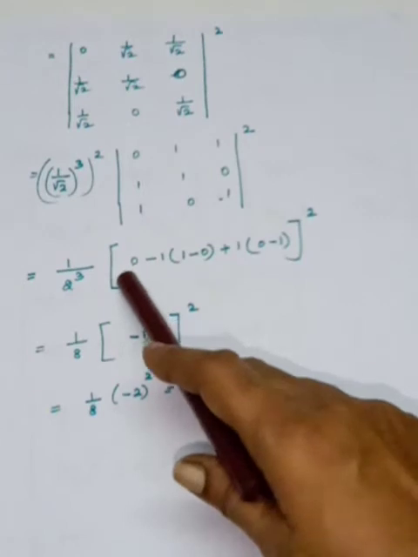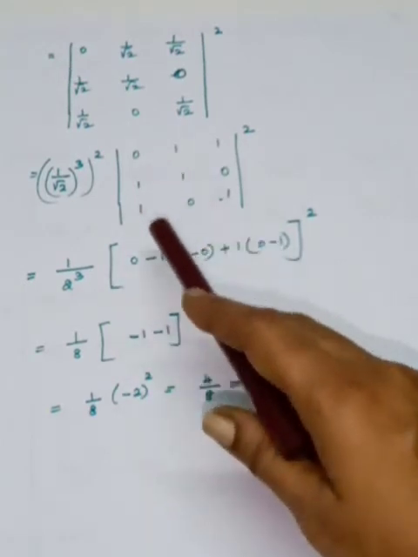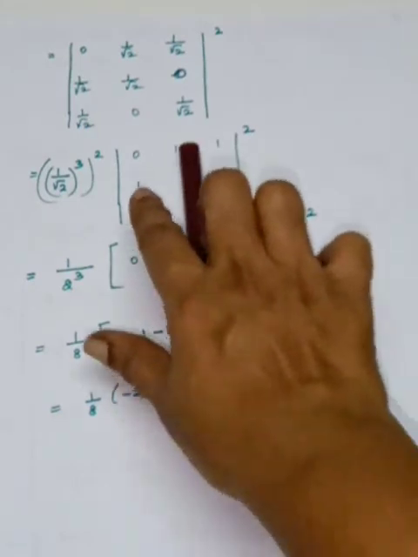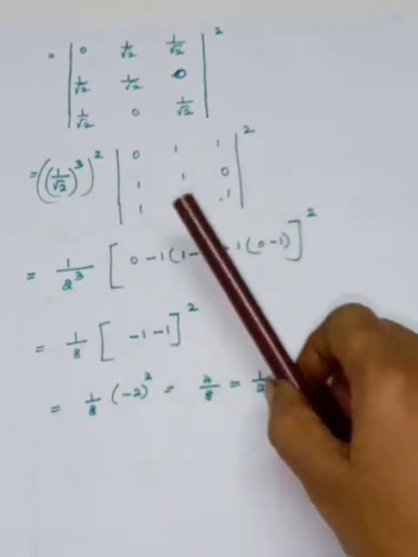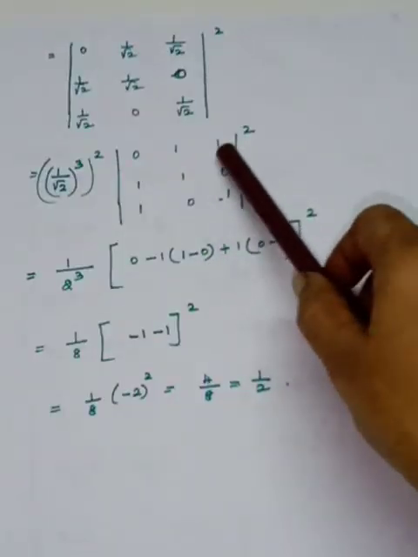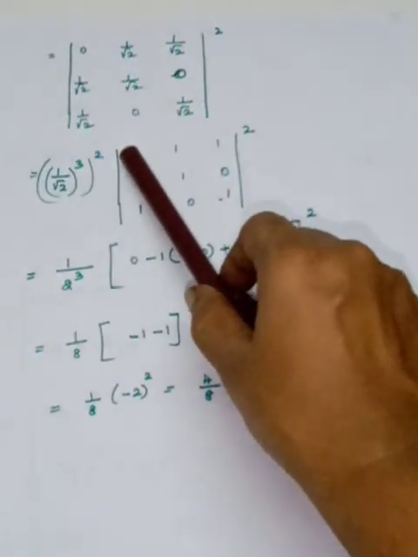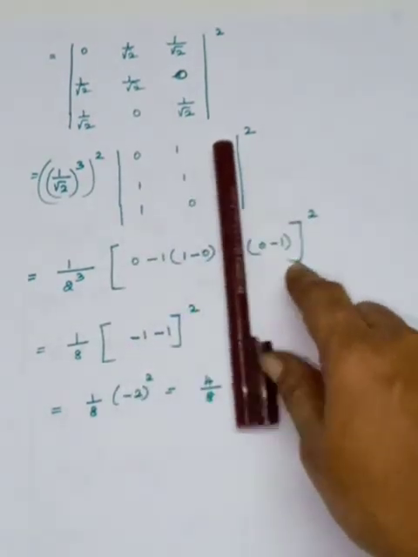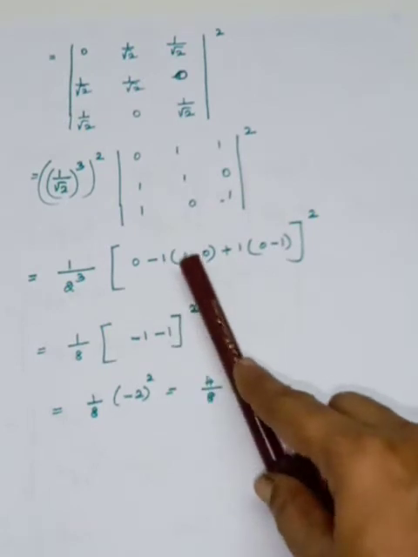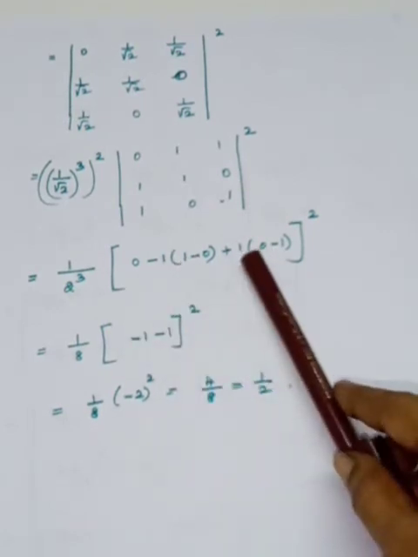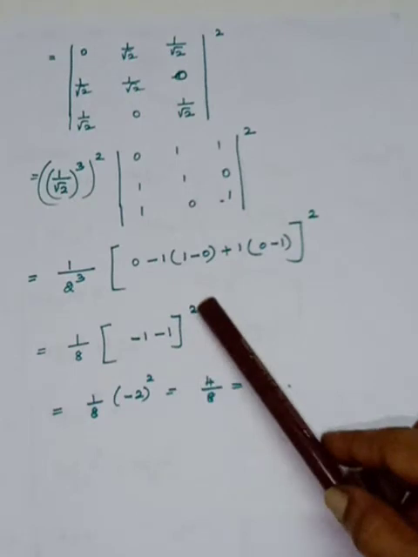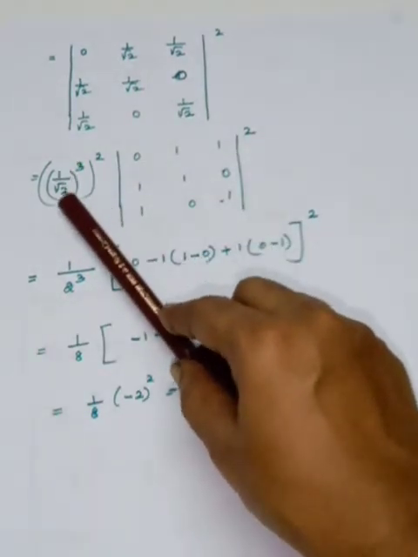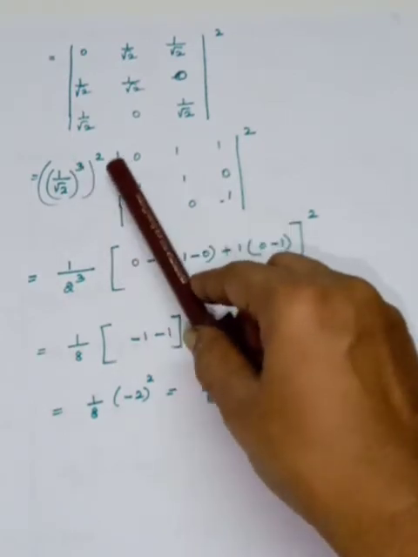So first entry is 0. When you go to the second entry, you have to change the sign, that is minus 1. Delete the first row and the first column. So 1 into 1 is 1 minus 0, plus third entry 1 into. Delete the first row and the third column. Here 1 into 0 is 0 minus 1. So minus 1 into 1 is minus 1. Here also 1 into minus 1, minus 1, the whole square. Here you see that it is 1 by root 2 the whole cube to the power 2.